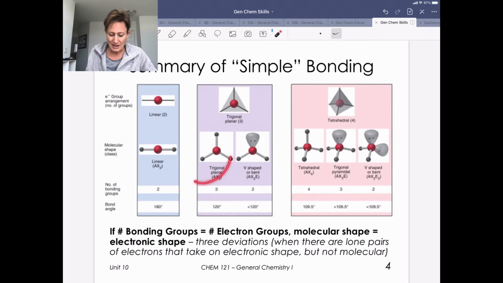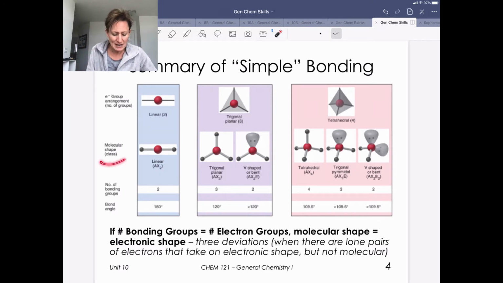Look at this here. If the three things that we have are atoms, AX3, we're going to have bond angles of 120 degrees, and the molecular shape is also trigonal planar. But notice this here. If we have one of those things as a lone pair, that means our code is AX2E. There's still three things around it, but it's two atoms and one lone pair.